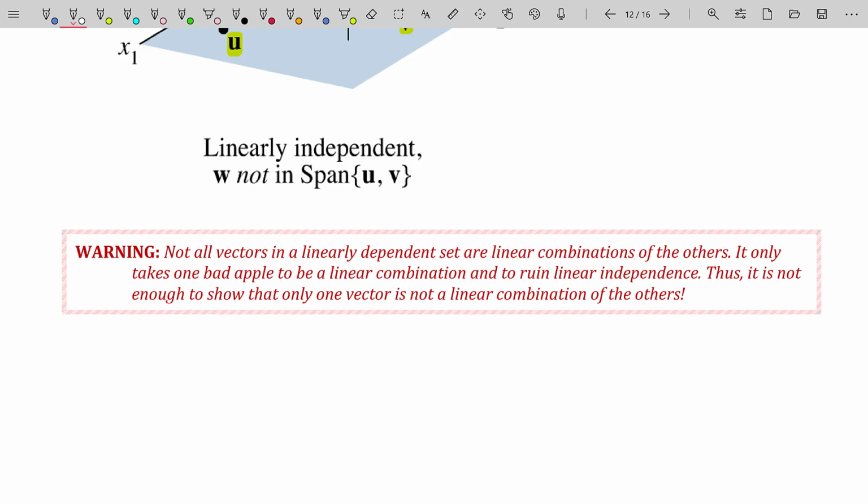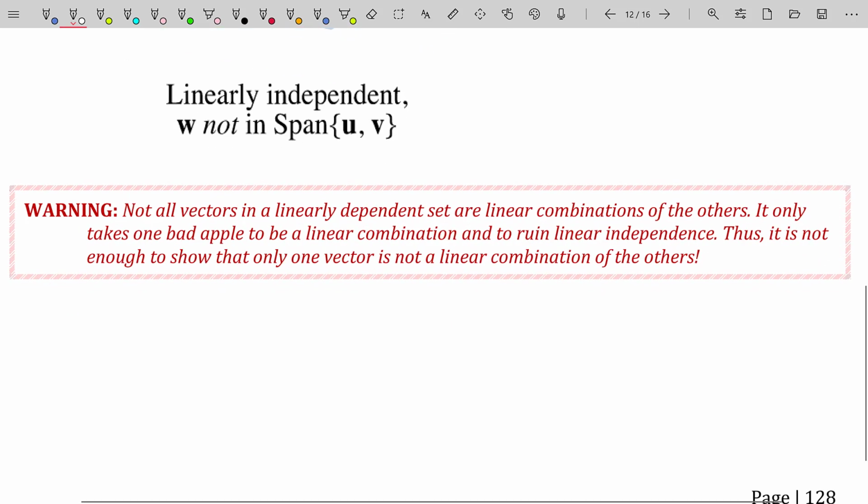And often what happens is that students will say, well, this vector is not a linear combination of the other vectors, so this set is linearly independent. And the fact is, proving linear independence by checking linear combinations is really hard, because you have to check through all vectors to see if any of them are linear combinations of others. And that's what this last sentence is.